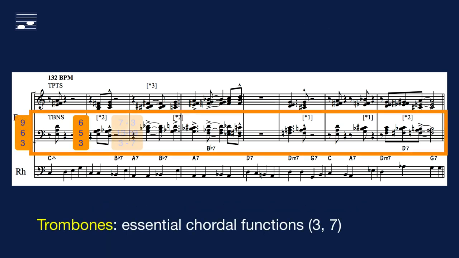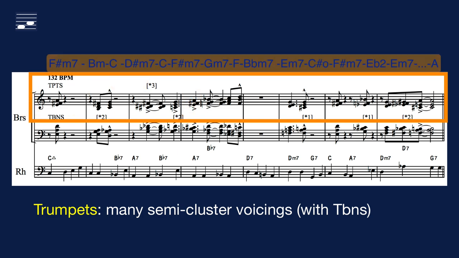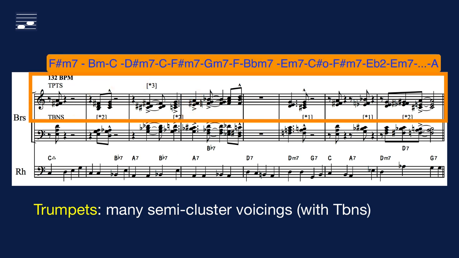Again, the trombone section voicing contains the essential chordal functions plus one additional other function. In the trumpet group, we see a number of non-diatonic and altered extensions, such as the sharp 11. This more modern idiom yields other chord types than just the major and minor triad. This is shown above the staff.